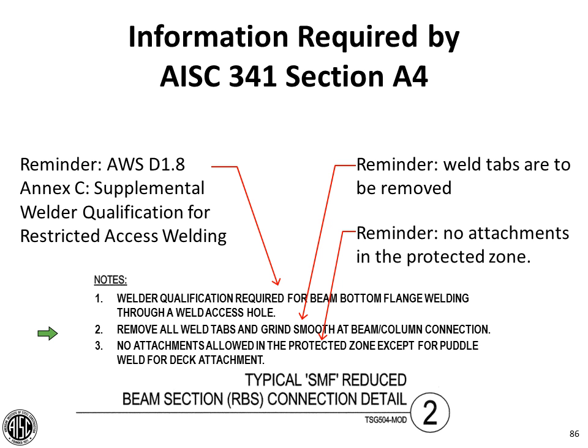And so the drawing reminds everyone that this is a requirement, although this is something that is specifically required in AWS D1.8. Perhaps the engineer was concerned that it had been overlooked in the past. It also describes some of the things that need to be done when weld tabs are removed, and that nothing is to be attached in the protected zones.